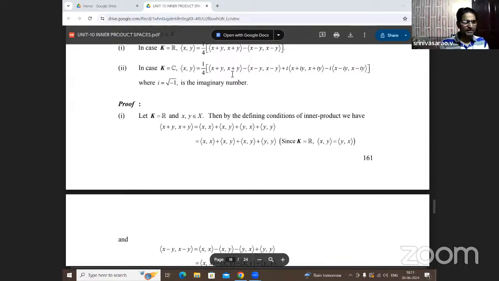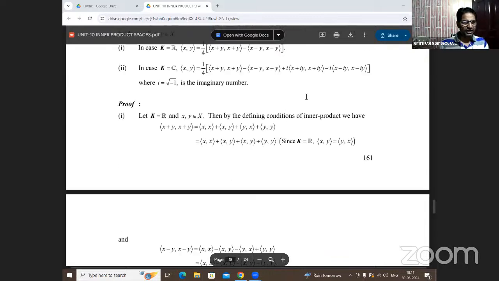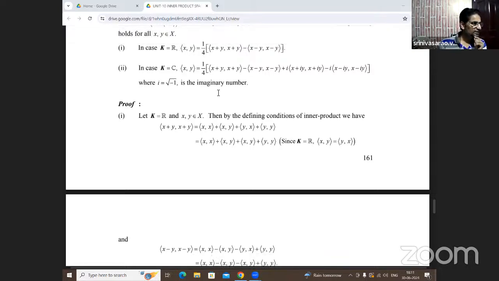Okay, that is a simple presentation. Next, the second one, complex numbers. The inner product of x plus y and x plus y is the first equation, x minus y and x minus y is the second equation, x plus iy and x plus iy is the third equation, and x minus iy and x minus iy is the fourth equation. Now you must find out these four values.